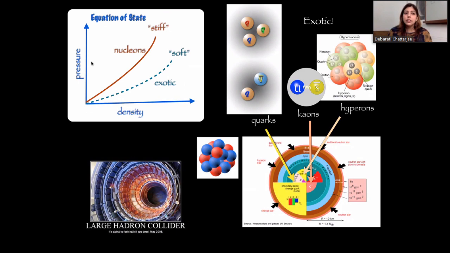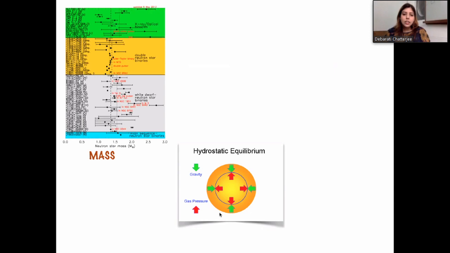And it's called a soft equation of state. So how can we understand this from the observables? Interestingly, we can put this information of the equation of state and produce models of the structure of a neutron star. So if we consider equilibrium between gravity and pressure, which keeps the neutron star stable, then we can calculate the external structure, so the mass and radius of a neutron star, starting with its equation of state.